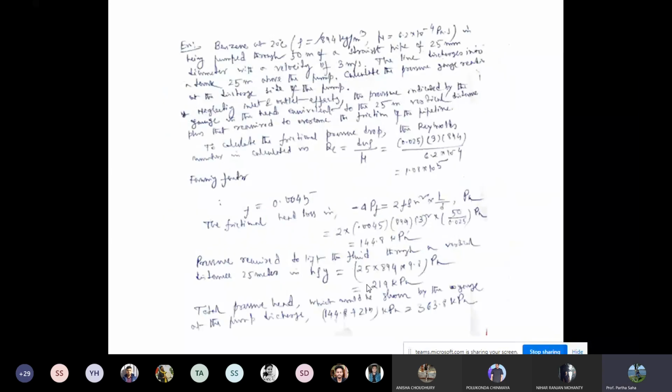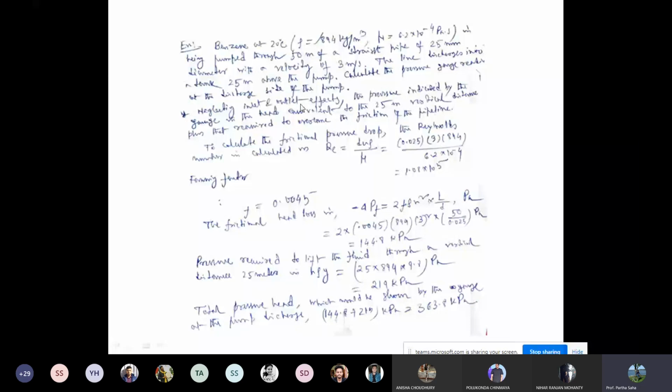Let's move forward, and I'll show some numericals which I have derived. I think you can easily look into this. First problem: benzene at 20 C, with given density and viscosity, is being pumped through 50 meters of straight pipe of 25 millimeter diameter with a velocity of 3 meters per second. The line discharges into a tank 25 meters above the pump. Calculate the pressure gauge reading at the discharge side of the pump.